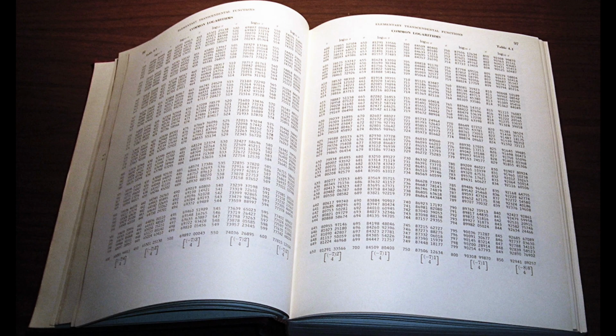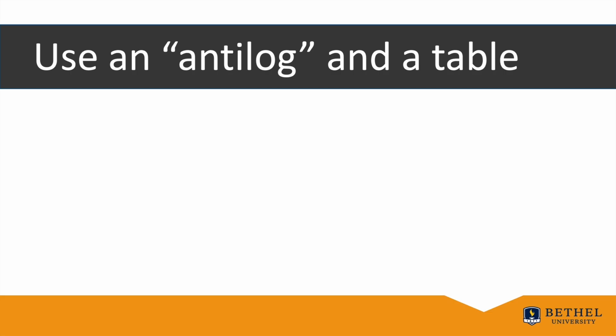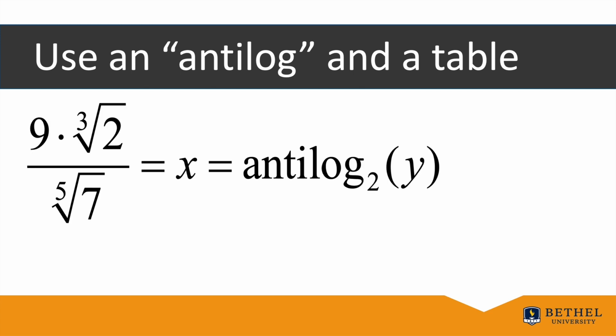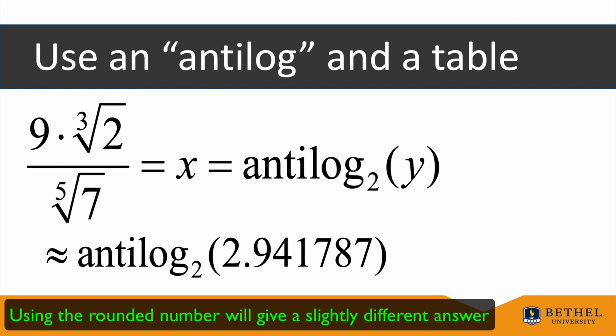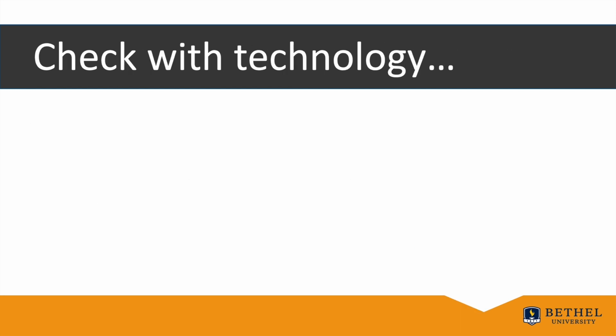We again use a table. To be more precise, we use an antilog and a table of antilogs. Our original number x is the antilog of y, where we found y to be about 2.941787. Looking this up in the table reveals the final answer to be about 7.683626. Of course, we can and should check this with technology.